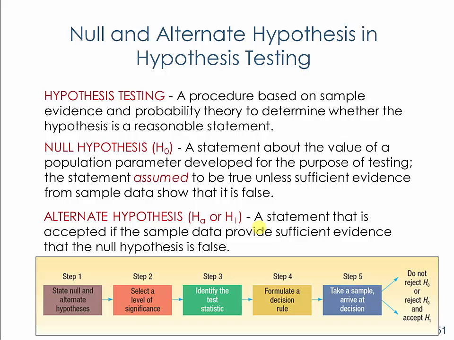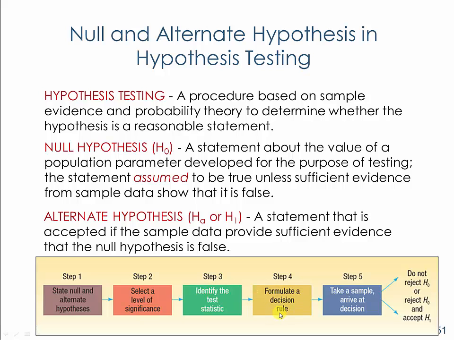The steps that we use to do null hypothesis testing are: first, we state the null and the alternate hypothesis. Then we select the level of significance, and we're going to get into each of these. The level of significance is the level of risk that we're willing to accept of rejecting a null hypothesis that's really true. That's called a type 1 error. Step 3 is we identify the test statistic. We formulate a decision rule.